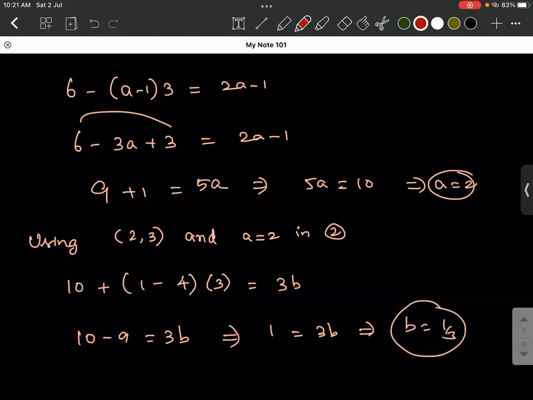Is there an option a is equal to 2 and b is 1 by 3? So they asked only for b. They would have not given you a because you will substitute and find it out. Clear?